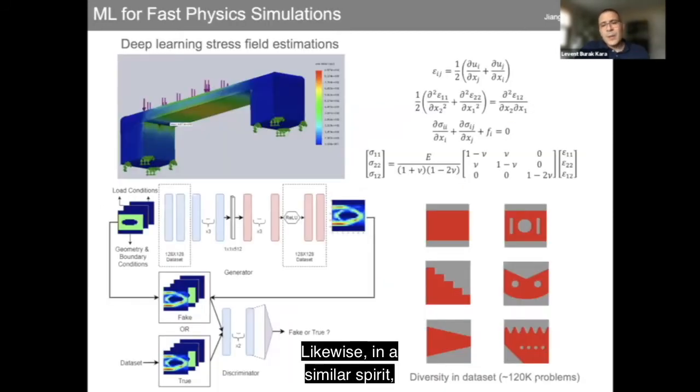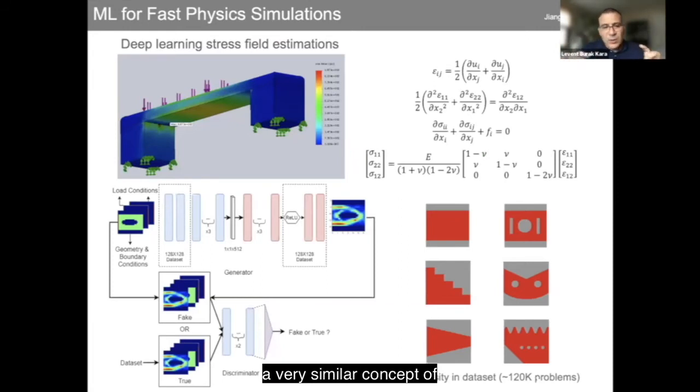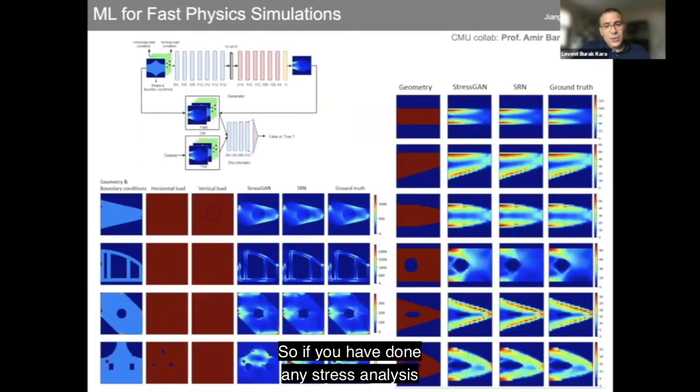Likewise, in a similar spirit, we're using a very similar concept of a generative adversarial network to do very fast analysis. If you have done any stress analysis using a finite element package, you can appreciate how difficult it is to set up a mesh to do convergence studies. It takes a lot of expertise to run a finite element package. So what we do here is we train a similar system that can do stress analysis in a split second, again using offline training. And it can work on previously unseen geometries with complex internal structures.